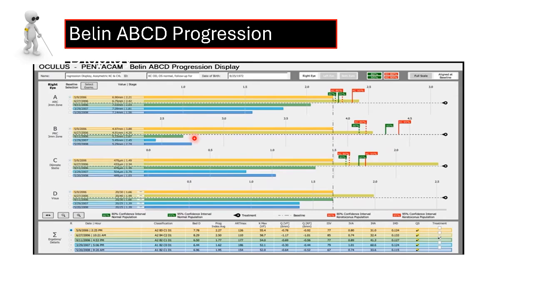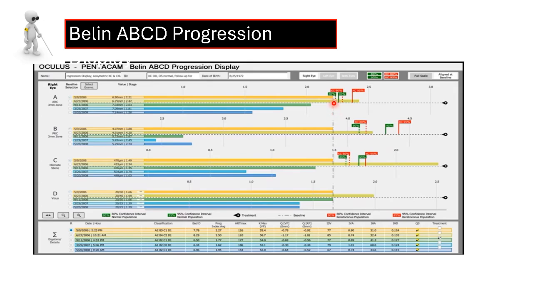We shouldn't depend on the Kmax, but the ABCD progression analysis shows very useful results in early documentation of the progression. Another thing is that the ABCD progression display was made by doing a study on 2 groups, a keratoconus group and a normal group. The normal group has the green color, and the keratoconus group has the red color. And the result is interpreted within a confidence interval between 80 to 95%.